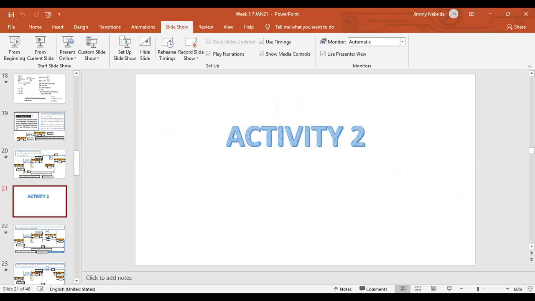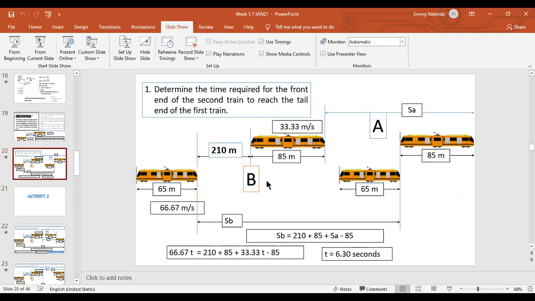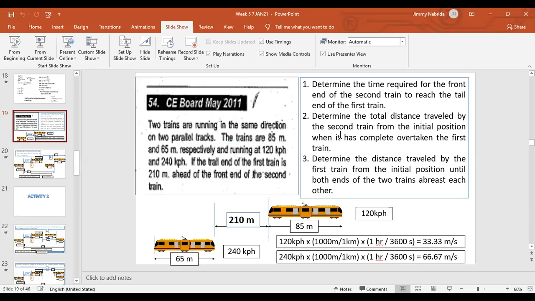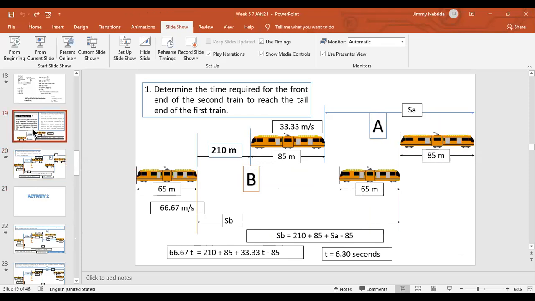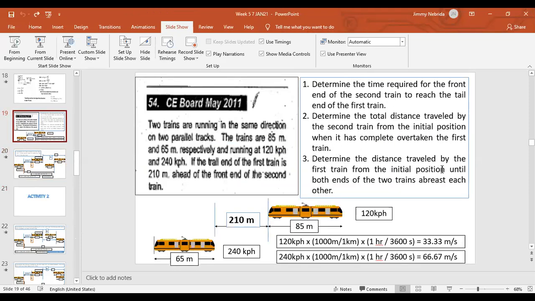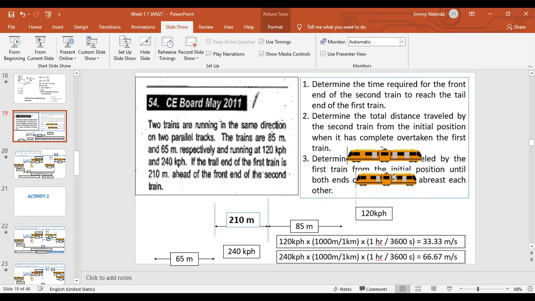Next question, for your activity. Okay. The next activity, I want you to visit. This is similar, okay? Similar concept. Just have to do with this kind of approach. The second question is to compute what will be the total distance traveled by the second train from the initial position, second train or train A, from the initial position when it has completely overtaken the first train. So this one could completely overtake up to here. So consider if this one will go like here. That is for the second question. Third question, determine the distance traveled by the first train from the initial position until both ends of the two trains are abreast each other. In other words, for number three, these two trains have the same position here, okay? They are the same.